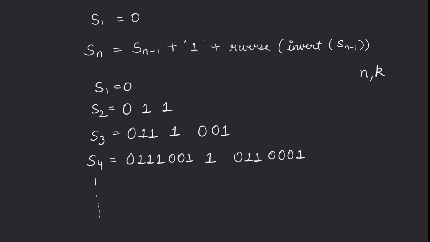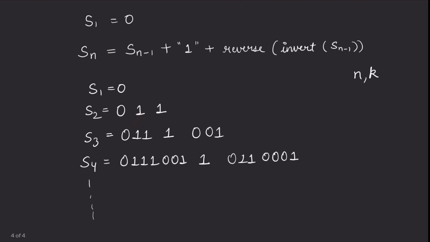Now they are saying what is the kth bit in nth string. So let's suppose n is given as 3 and k as 2. Then you need to find out what is the second bit in S3, which is 1. So you need to return 1 as your answer.